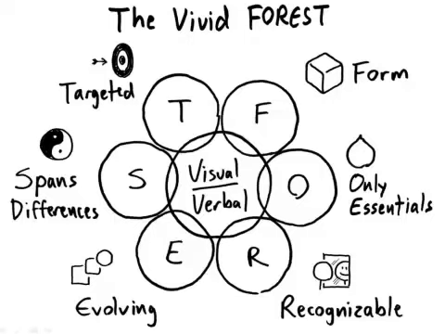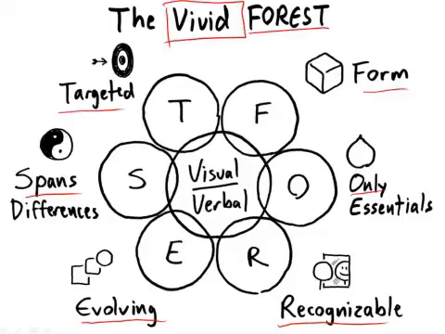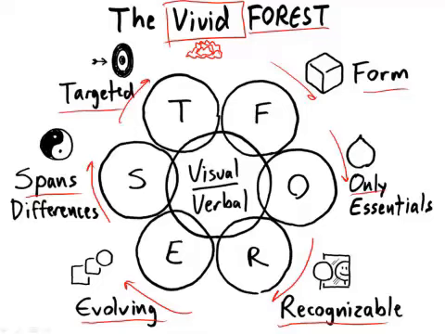So, in summary, you've just drawn right along with me the vivid forest. Form, only essentials, recognizable, evolving, spans differences, and targeted. In closing, what we're going to find over the next 6 sessions is how to take our initial pile of coal, lumpy inspiration for an idea, and walk it one by one through these 6 locations in the forest and come up with our diamond.